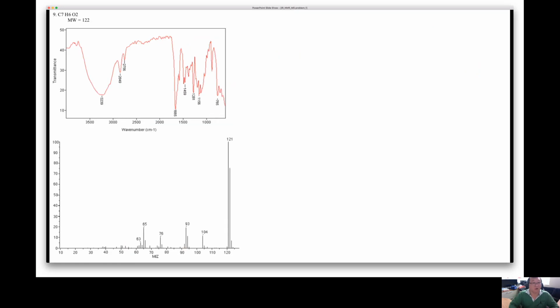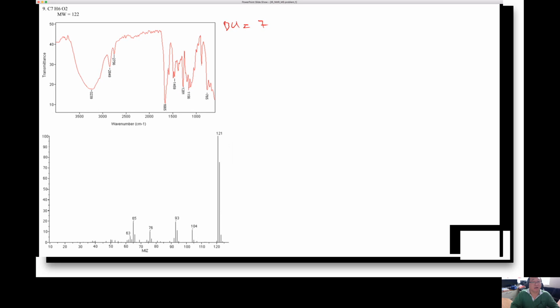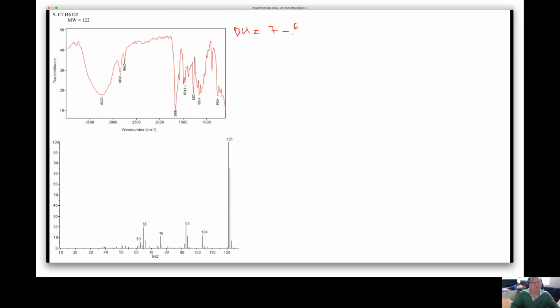Now the 2 questions left on this one. Let's go to the end. Let's do the degree of unsaturation. Number of carbons, 6 divided by 2, hydrogens, plus 1. So that would be 3, 4, 5. 5 degrees of unsaturation. And then what do we see? 2800, 2700. That is an aldehyde signal, right? So we do have an aldehyde again. These are the aldehyde hydrogen signals.